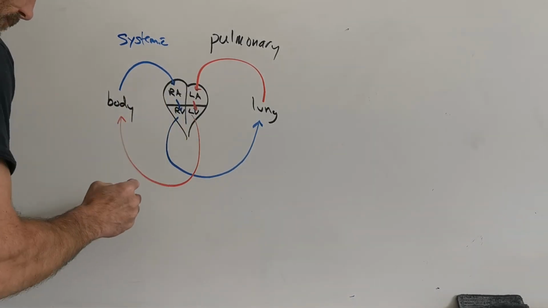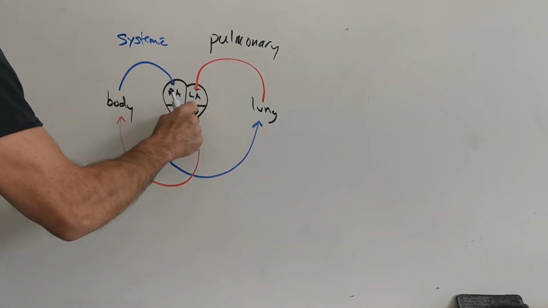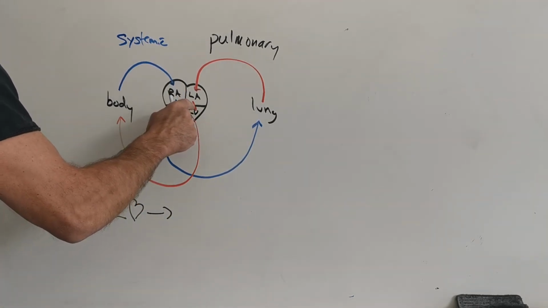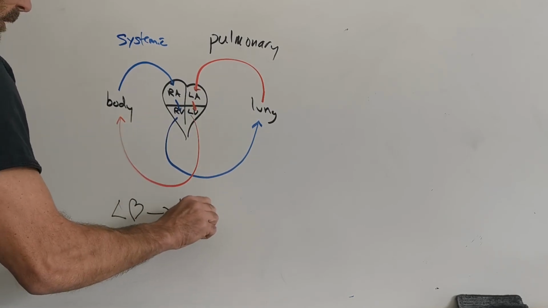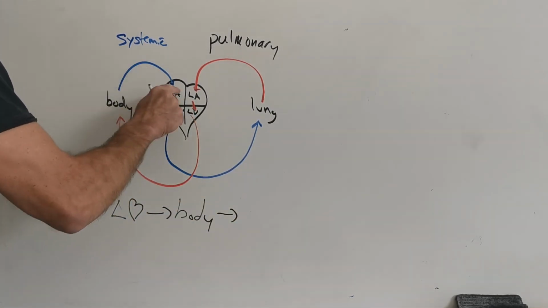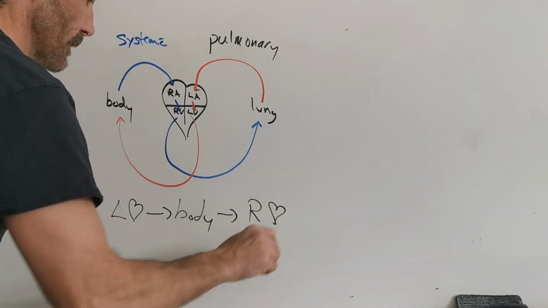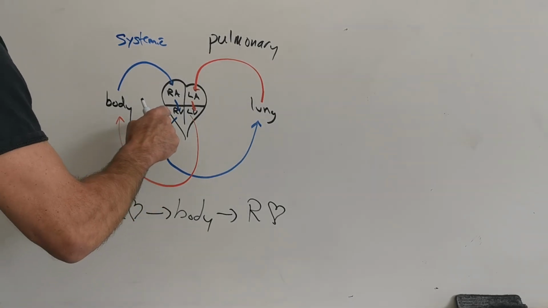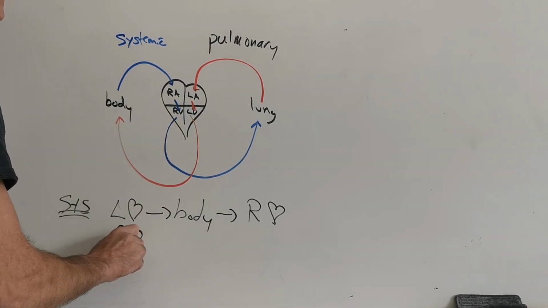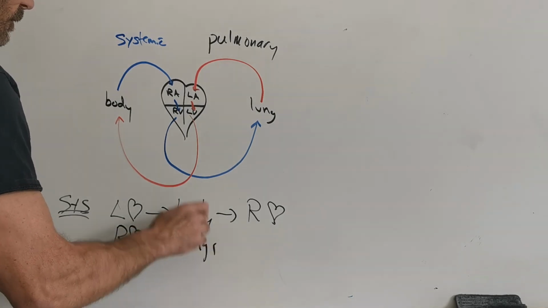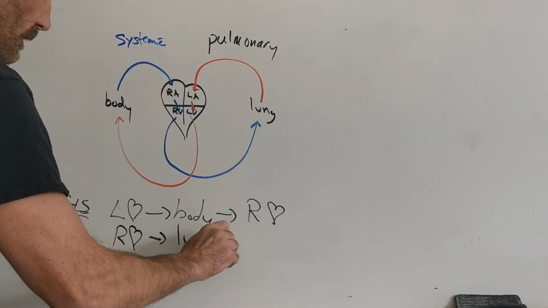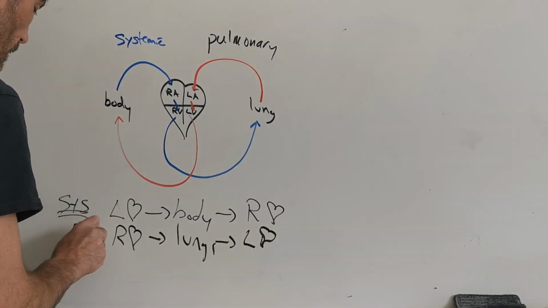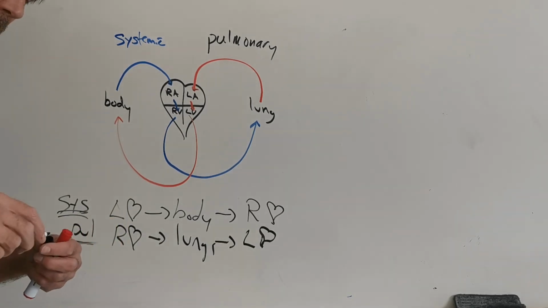We can say from the left heart to the body to the right heart, that's going to be your systemic circulation. Whereas if we go from the right heart to the lungs for gas exchange, and then back to the left heart, that would be your pulmonary circuit. Hope that helps clarify things.